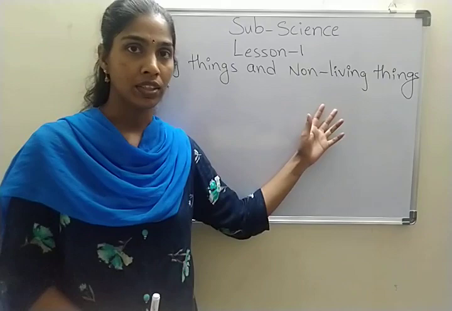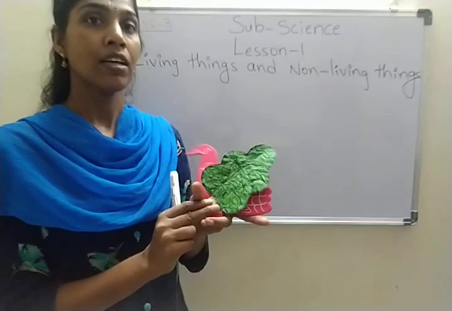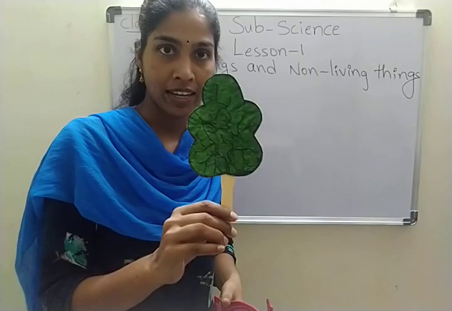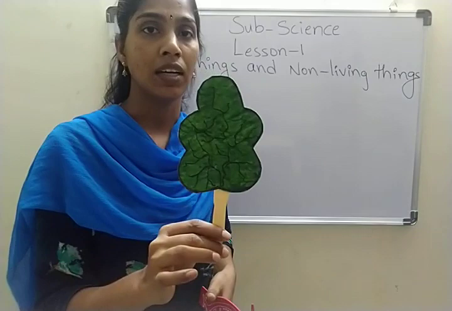Children, I'll show you some pictures. Now let's identify whether it is a living thing or a non-living thing. Children, look at me. What is this? It is a tree. Now tell me, children, is it a living thing or a non-living thing? Very good, children. It is a living thing.